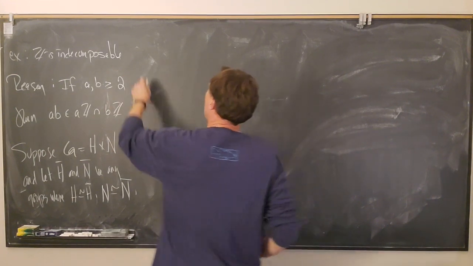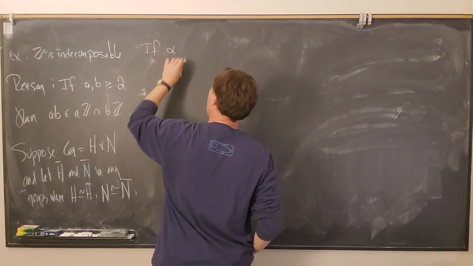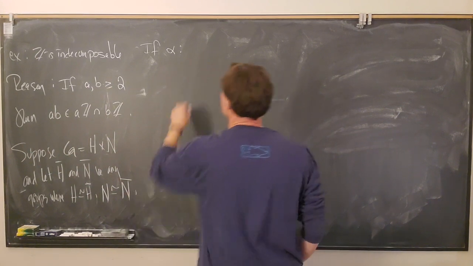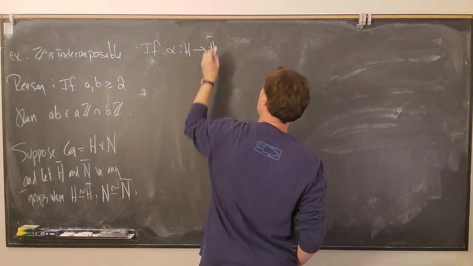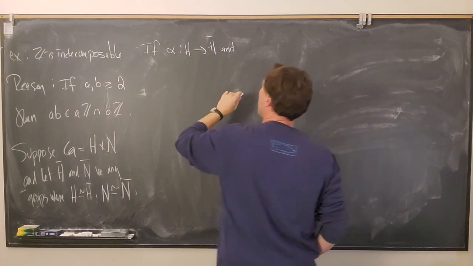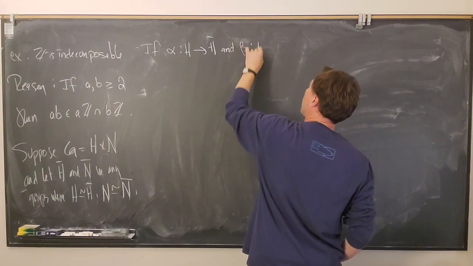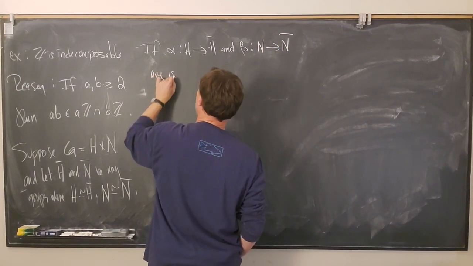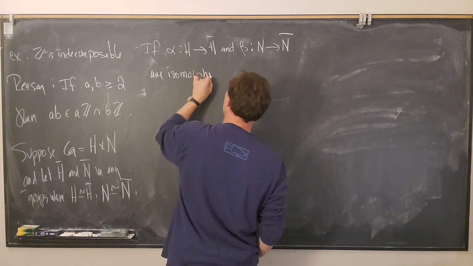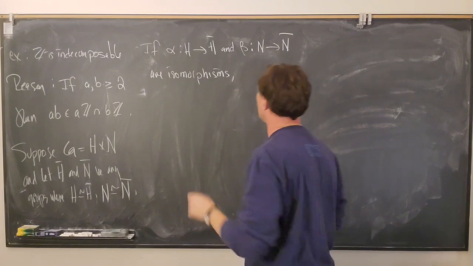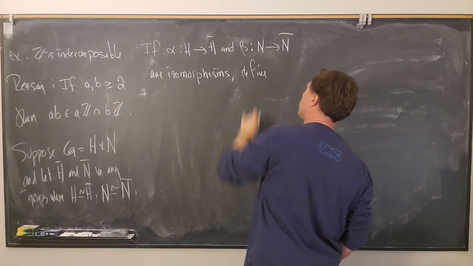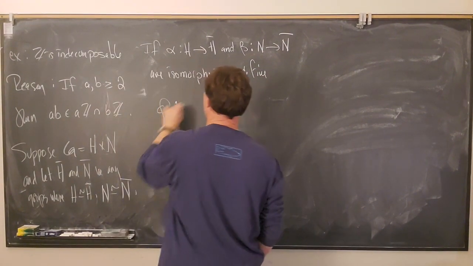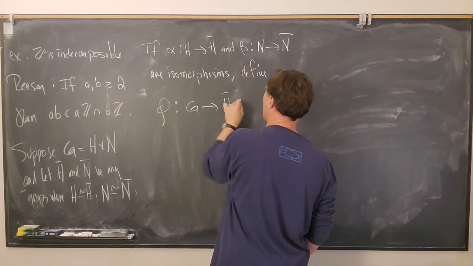So if alpha is the isomorphism from H to H bar, and beta is going to be an isomorphism from N to N bar, so if these are isomorphisms, then let's define an isomorphism, and I'll call this one phi, from G to H bar cross N bar.